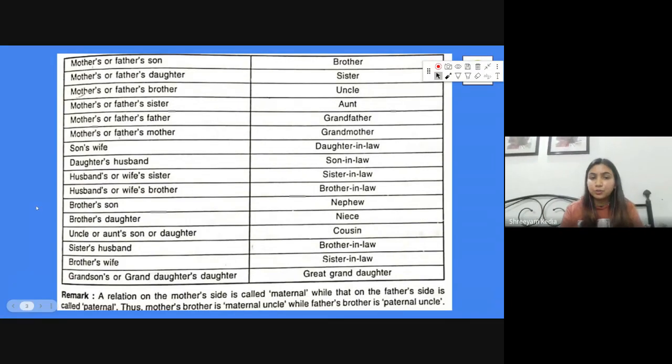What I'll say you should keep in mind is that people who are on your mother's side of the family, we call them maternal, and people who are on your father's side of the family, we call them paternal. Okay? So if you have an uncle who's your mother's brother, he would be your maternal uncle, but your father's brother would be your paternal uncle. Okay? I'll give you 2-3 minutes now. Just go through this and tell me if there are any doubts with the table.